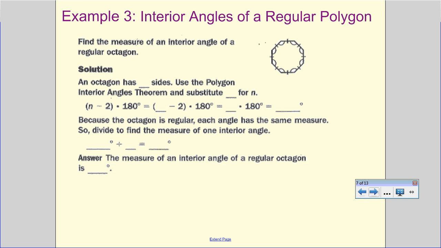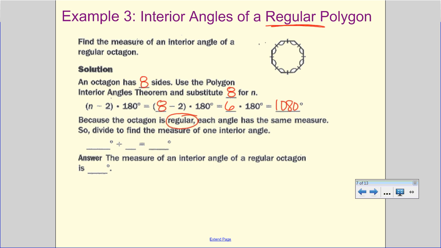All right, now we're going to talk about the interior angles of a regular octagon or a regular polygon. In this case, it's an octagon. So an octagon has 8 sides. Notice we're setting you guys up with the same process. Think of your number of sides, substitute that number for n. So 8 minus 2 is 6, and 6 times 180 is 1,080, so 1080. Because the octagon they're giving you is regular, this is the process for any regular polygon.